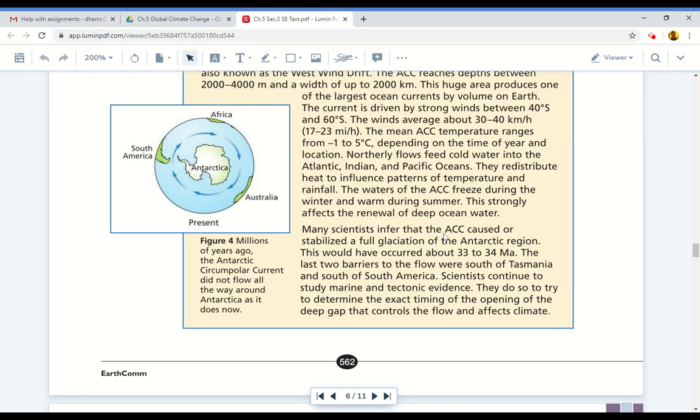Many scientists infer that the ACC caused or stabilized a full glaciation of the Antarctic region. This would have occurred about 33 to 34 million years ago. The last two barriers to the flow were south of Tasmania and south of South America. Scientists continue to study marine and tectonic evidence. They do so to try to determine the exact timing of the opening of the deep gap that controls the flow and affects climate.